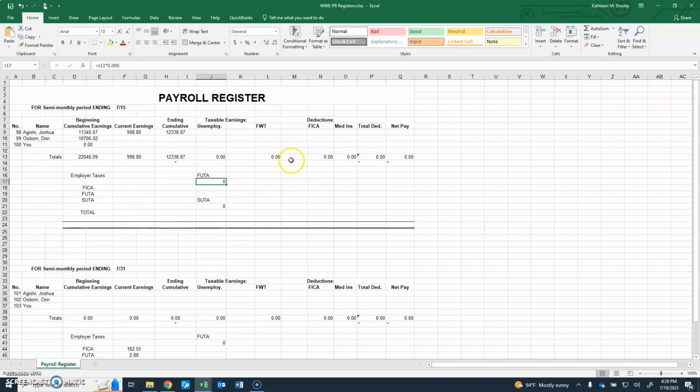But I don't have a bunch of other, let me see, I guess I do have some totaling type formulas in here as well. But you could put a formula in there to make sure that you took the beginning cumulative plus the current wages and get the ending cumulative. And that would save you some time of having to add those and also hopefully make sure that you didn't have an error.